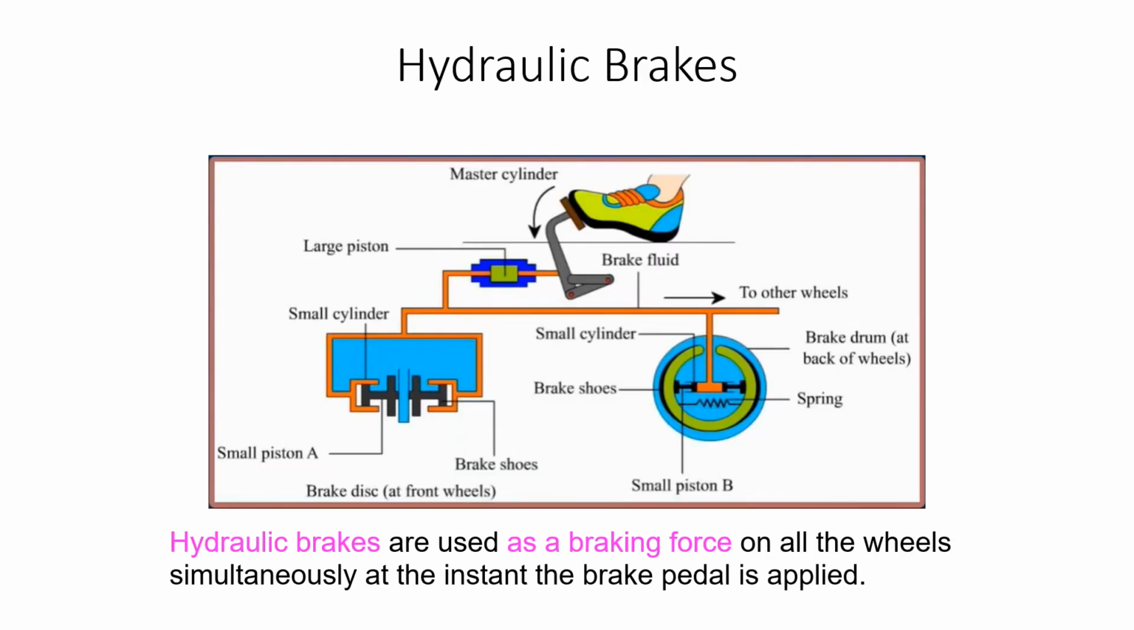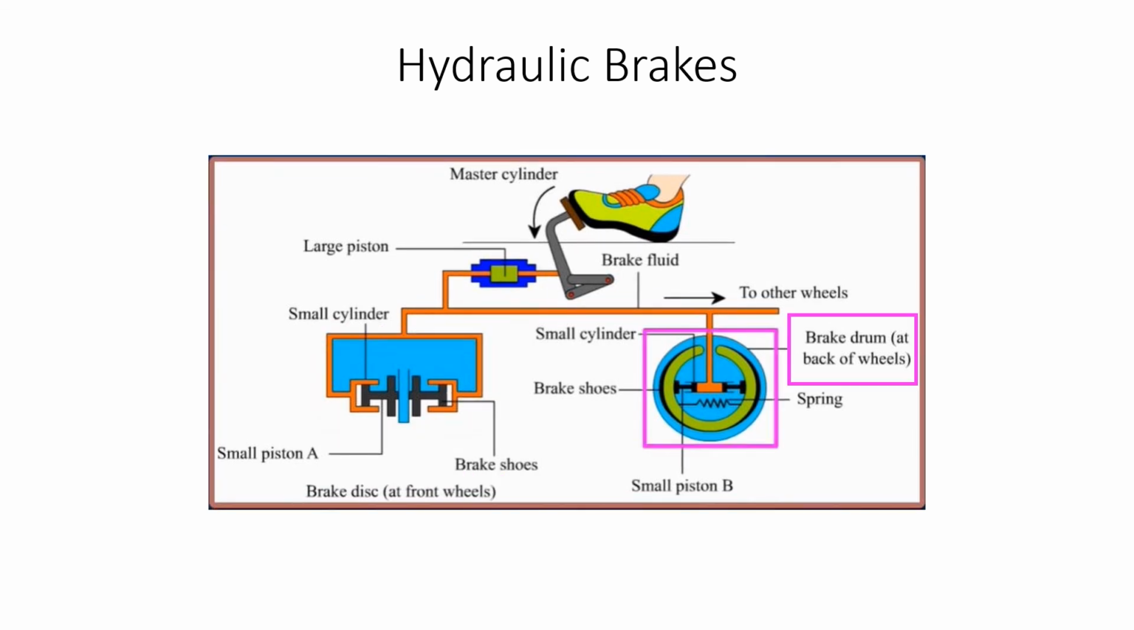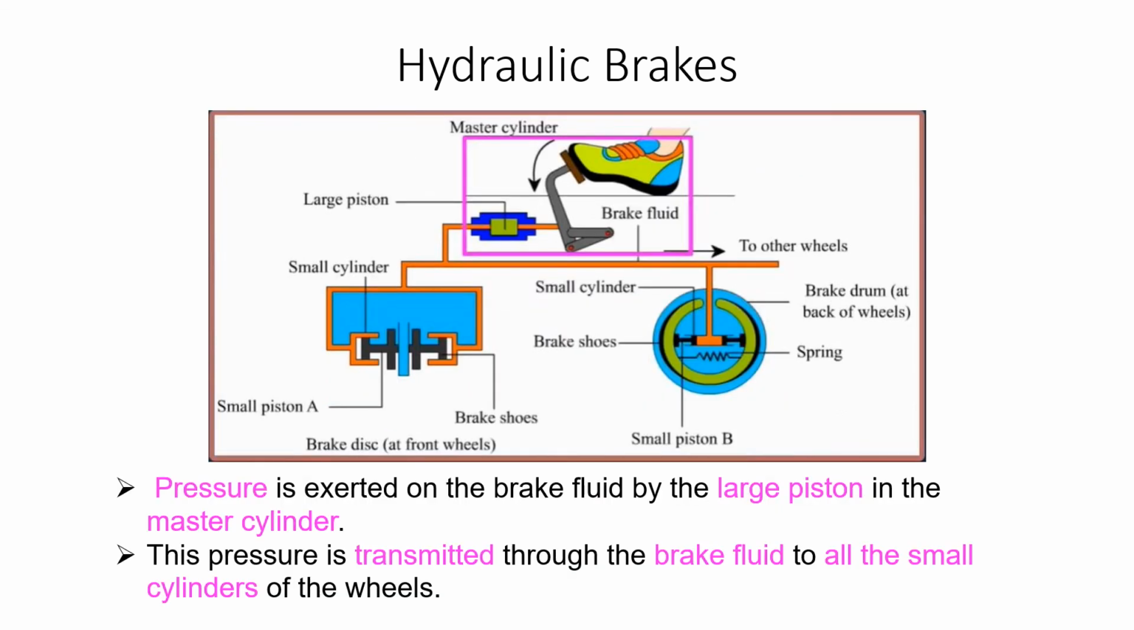Next example is hydraulic brakes. Hydraulic brakes are used as a braking force on all the wheels simultaneously at the instant the brake pedal is applied. There are two types of brakes used in a car. Disc brakes at the front wheels and drum brakes at the back wheels. When the brake pedal is pressed by the driver's foot, pressure is exerted on the brake fluid by the large piston in the master cylinder. This pressure is transmitted through the brake fluid to all the small cylinders of the wheels.